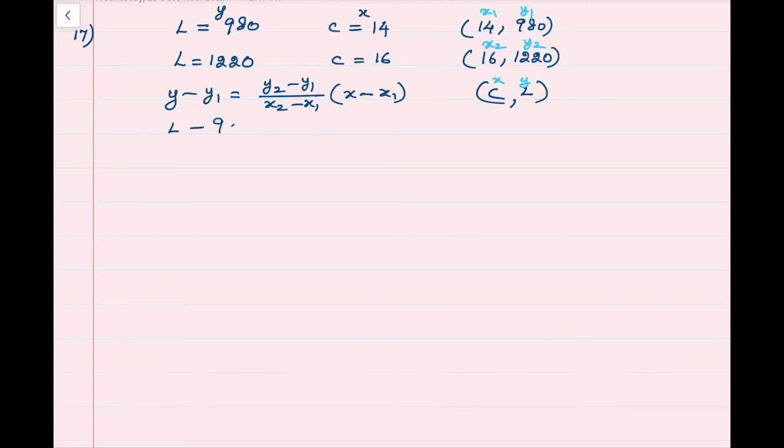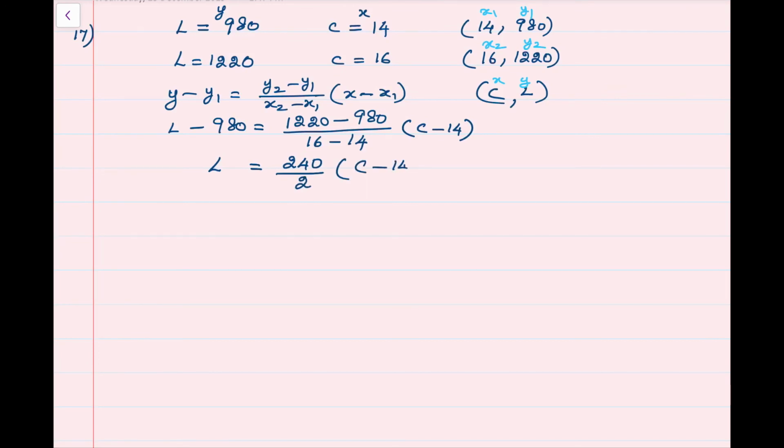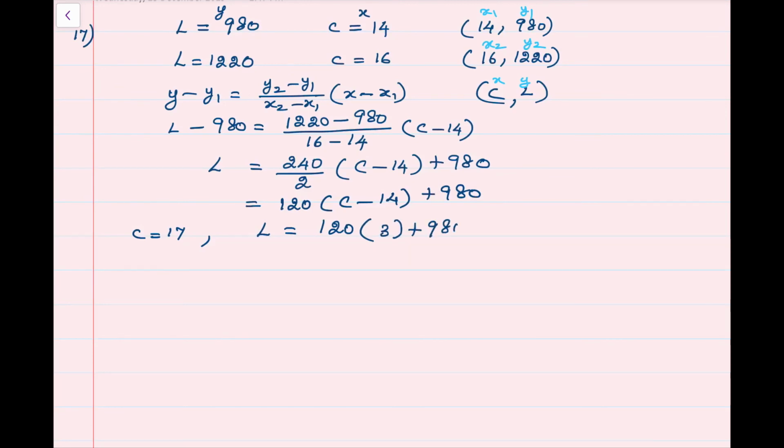L minus 980 is equal to 1220 minus 980 divided by 16 minus 14 times C minus 14. Therefore, L is equal to, this difference is 240 divided by 2 times C minus 14 plus 980. 120 times C minus 14 plus 980. And we have to find how many liters could he sell weekly at rupees 17 per liter. That is, C is equal to 17 rupees per liter. We have to find L. 120 times 17 minus 14 is 3, which is 360 plus 980.